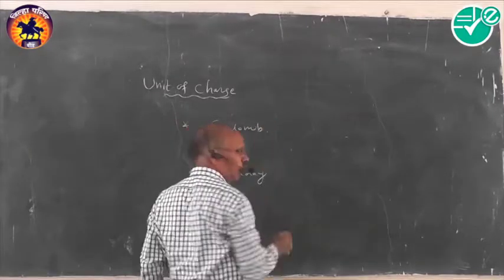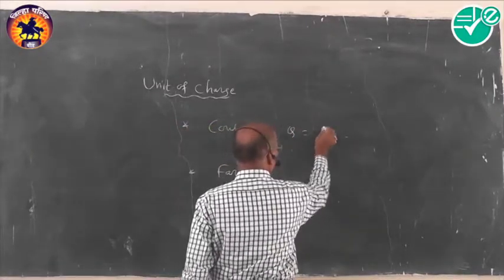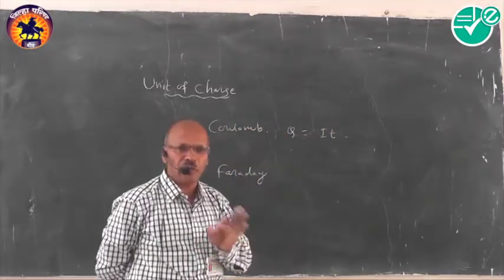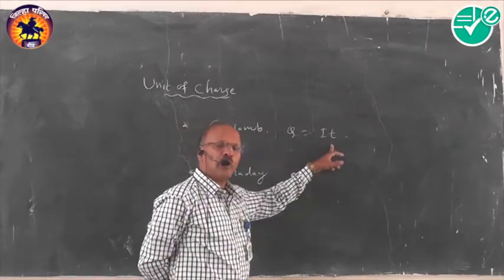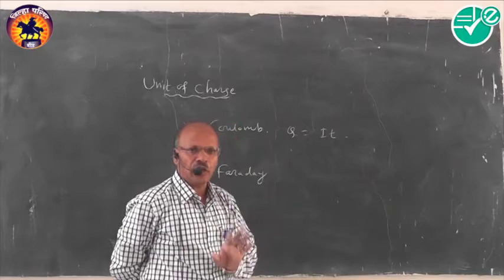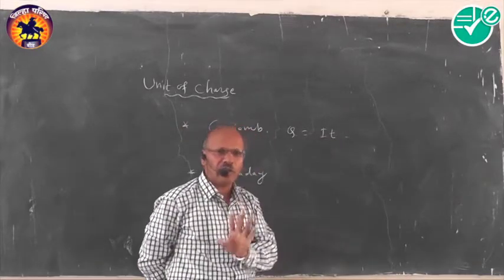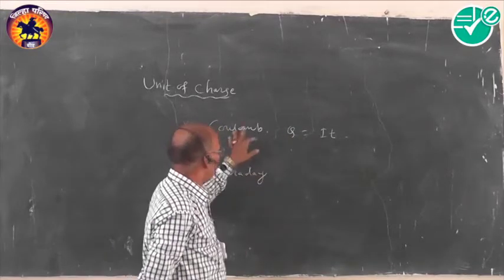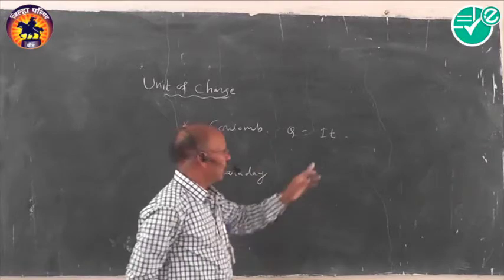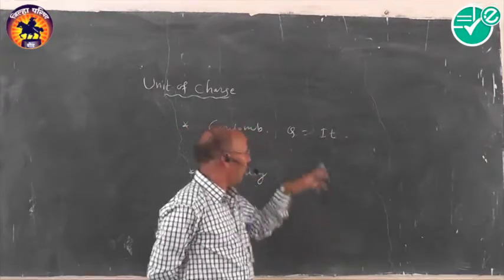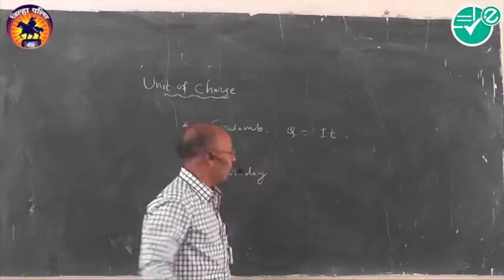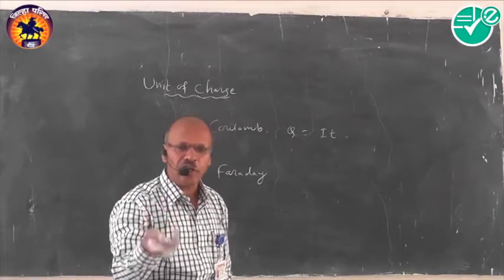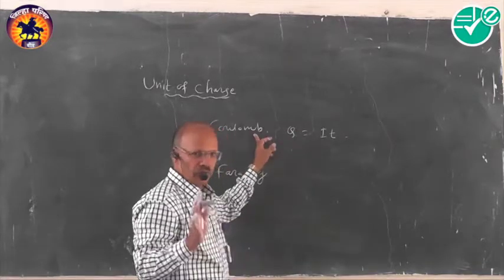First, the coulomb. Coulomb Q is equal to I into t. This coulomb is the smallest unit of charge. It can be defined as the amount of charge passed when a current strength of 1 ampere flows for 1 second. We generally call that Q, the coulomb. So the coulomb can be defined like this: the current of 1 ampere in 1 second is called a coulomb.